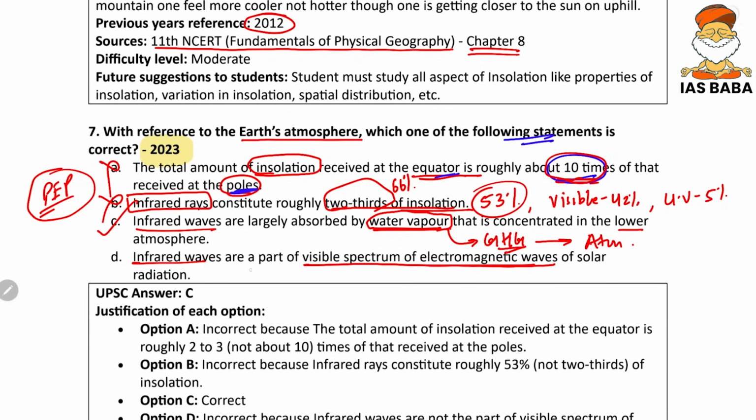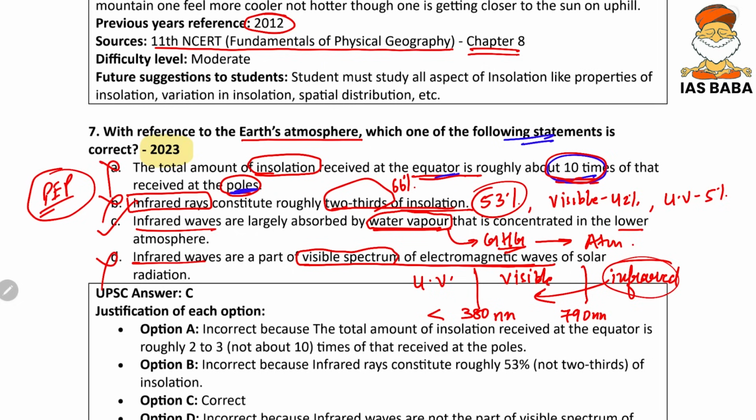Last option: infrared waves are part of the visible spectrum of electromagnetic waves. So we saw it was UV radiation which had wavelength less than 380 nanometer, and then we had visible light. Visible light had wavelength between 380 to 790 nanometer, and beyond this was the infrared radiation. Yes or no? So how come infrared becomes part of the visible spectrum? It is not. All of these are distinct and they have different sets of wavelength and frequency.